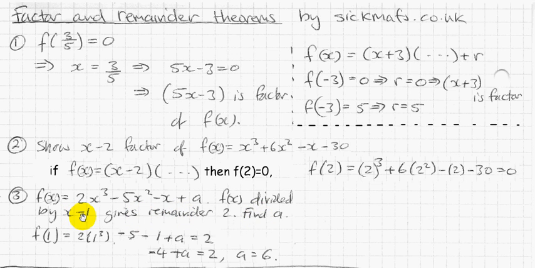So if it's divided by x minus 1, that means I substitute 1 in, because 1 minus 1 will make it 0. So substitute 1 in, and you get 2 times 1 cubed minus 5 times 1 squared minus 1 plus a. And that should give 2, because the remainder is 2. So if I simplify this, you get minus 4 plus a equals 2, and therefore rearranging it gives you a equals 6. And that's it really.